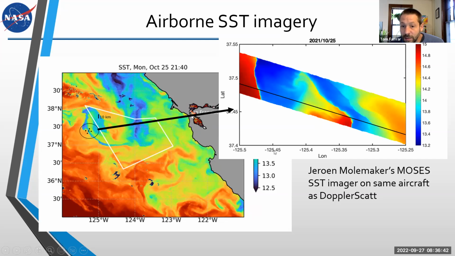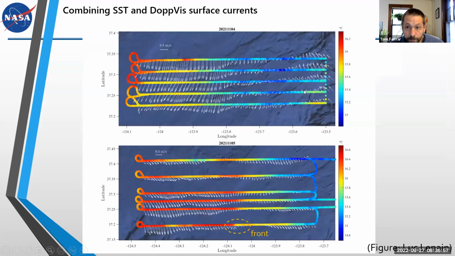So for a sense of scale, this is about 10 kilometers, 2 ticks. So 1 tick is on the order of 5 kilometers. These are really small scale features that we're seeing here. Luc Linane provided this plot, which shows combined SST and Doppler dot-viz surface currents. And it's really exciting to have this kind of synoptic scale imagery with, for example, here, a sharp front in SST and in velocity.